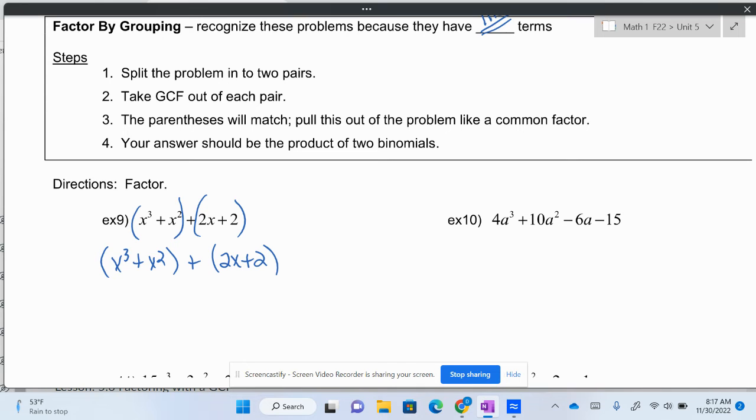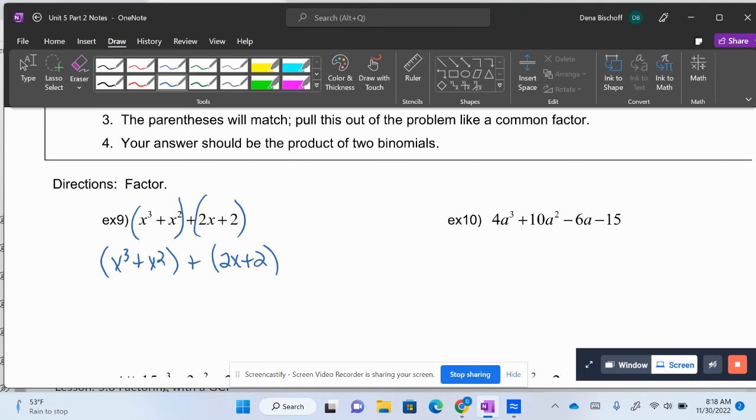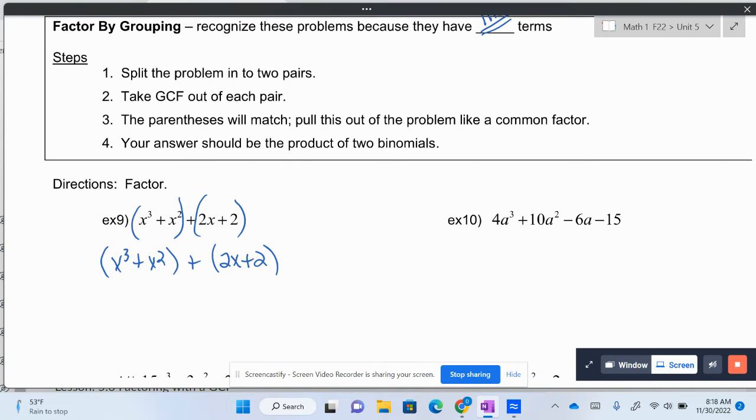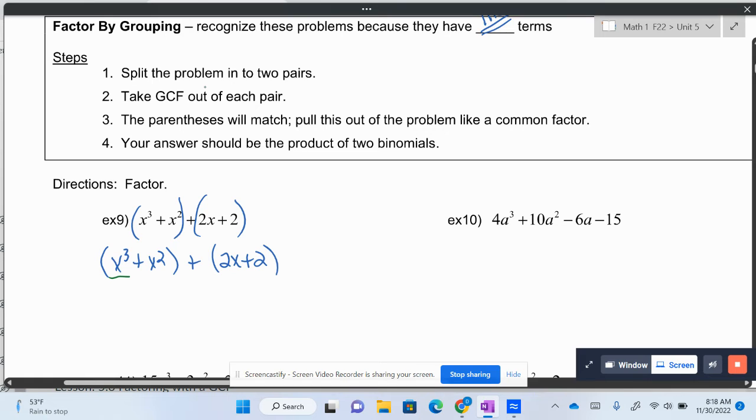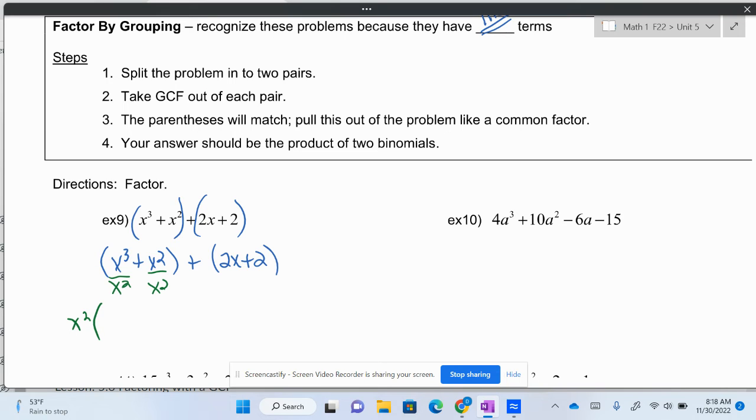So let's look at the first parenthesis. What is a common factor that you could take out of the first parenthesis? I could take out an x squared. So I'm going to divide by x squared, divide by x squared. And when I do that, I have x squared times the quantity, let's see, x cubed divided by x squared is just x, and x squared divided by x squared is 1. Does that make sense?